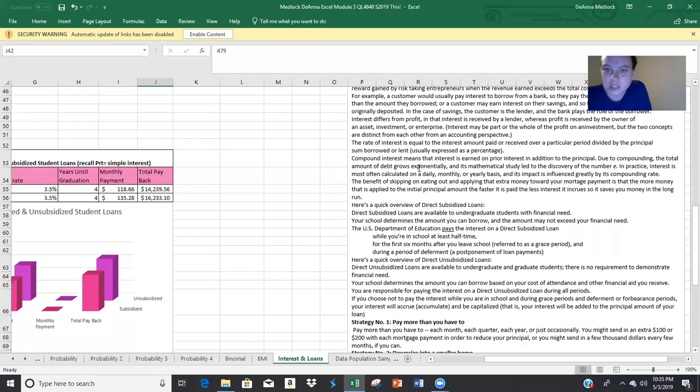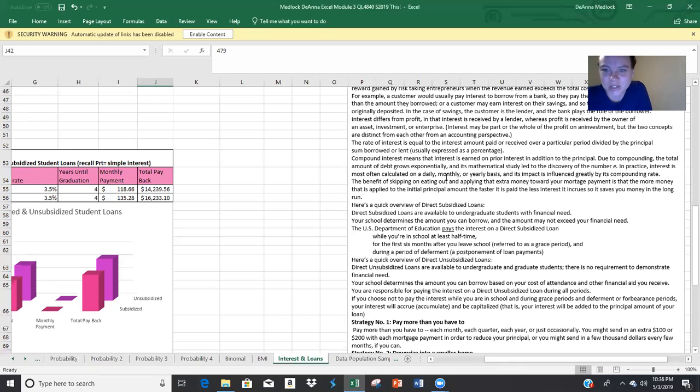So compound interest means that interest is earned on prior interest. So it's interest on top of interest, in addition to the principal. Due to compounding, the total amount of debt grows exponentially, and it's mathematically studied led to the discovery of the number e, which we've gone over.